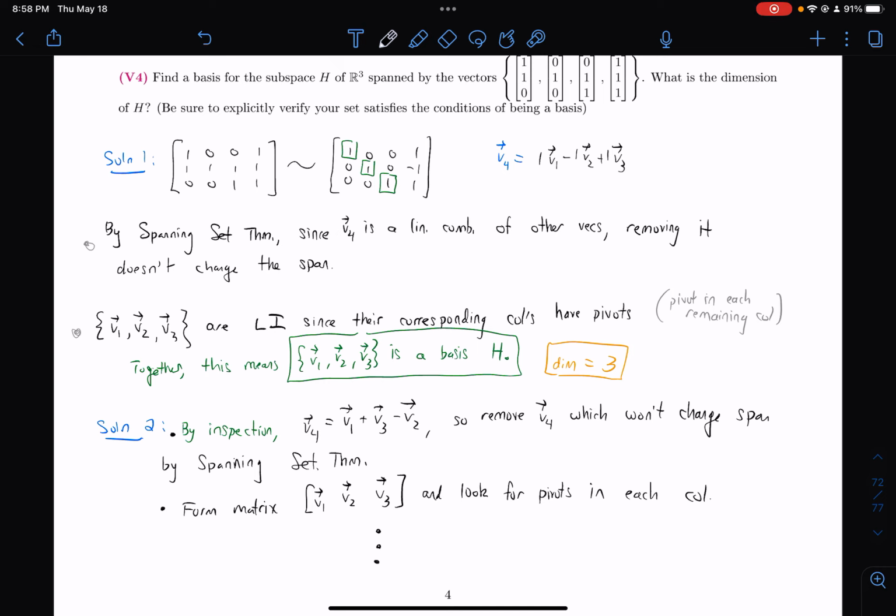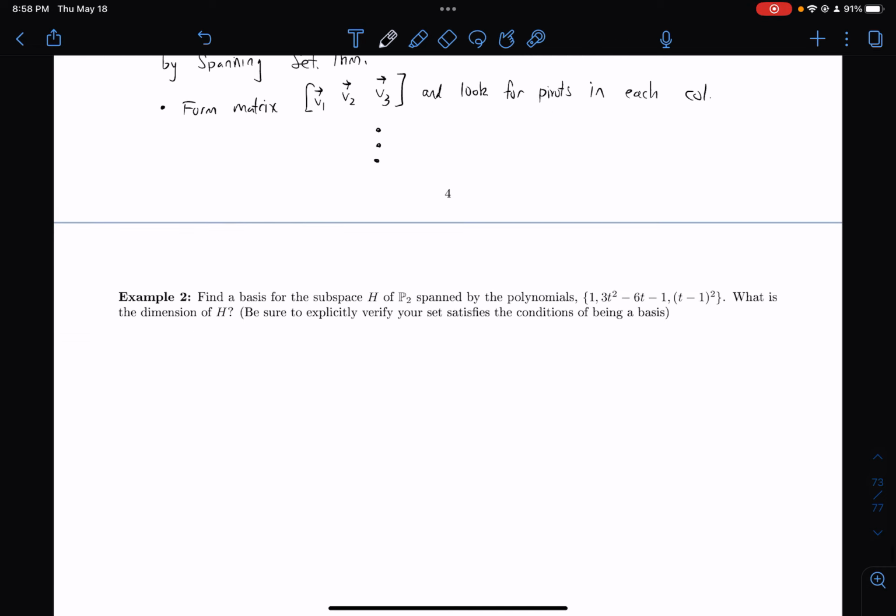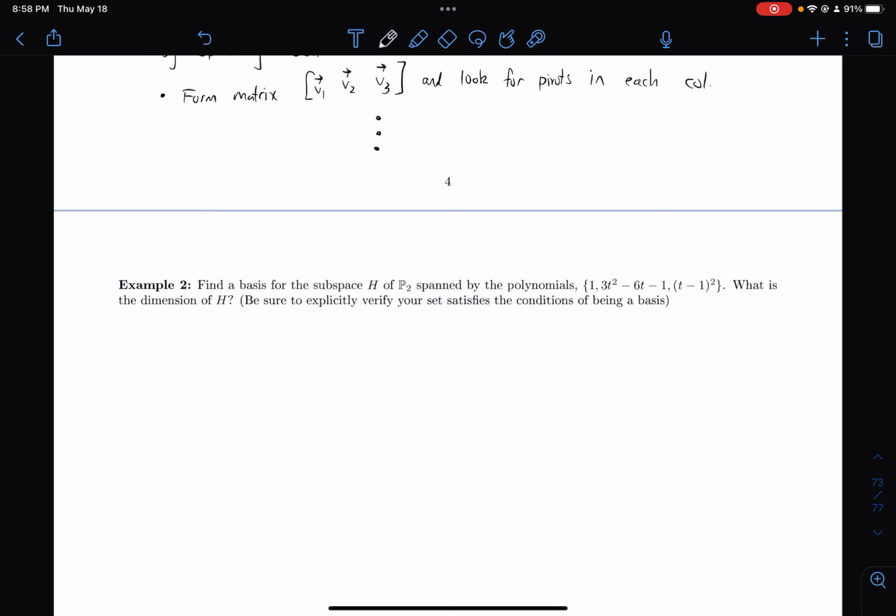All right, so let's flip the page, and let's take a look at another example. But this time I'm going to up the difficulty a bit, because now we'll have a subspace of P2. Remember, P2 is a set of polynomials of degree at most 2. And I'm forming the subspace that's spanned by these 3 polynomials. And again, it asks me to find a basis for this subspace, and then what's the dimension?